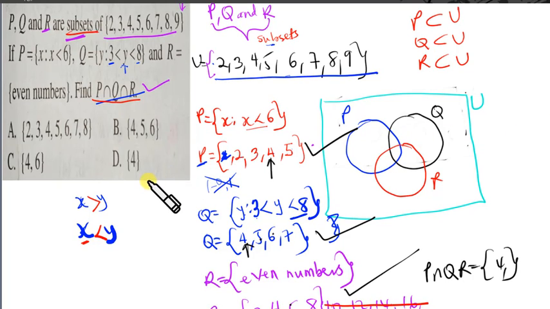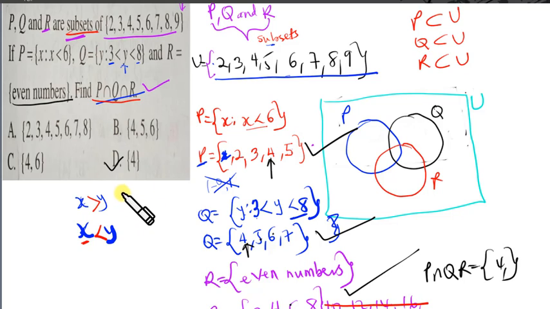So let me look at the options. So the option D should be correct, and if you look at the options here, we have 2, 3, 4, 5, 6, 7, 8, and then we have 4, 5, 6, and you should guess very well. Because the set R is a set of even numbers, you are finding the intersection. So the correct option must not have an odd number.